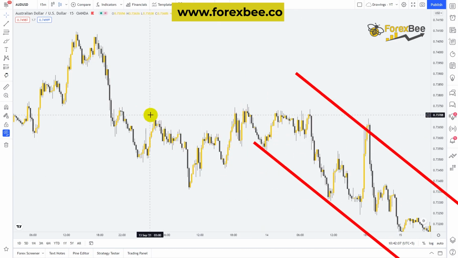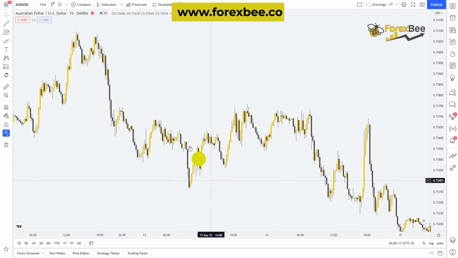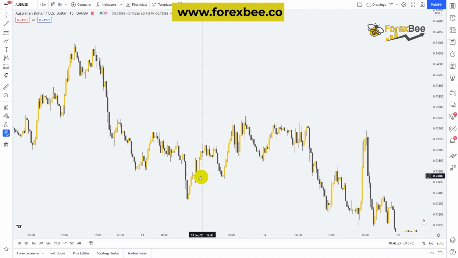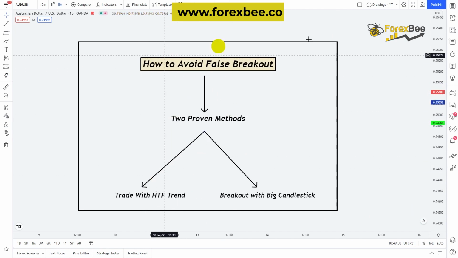That's where the false breakout is, because it didn't reverse; instead it continued its direction after giving a false breakout. So we can see the trend going bearish, the market going bullish for some time, and then it continued its bearish direction. Okay, so that's what the false breakout looks like. Now let's look at the two methods through which you can avoid false breakouts.